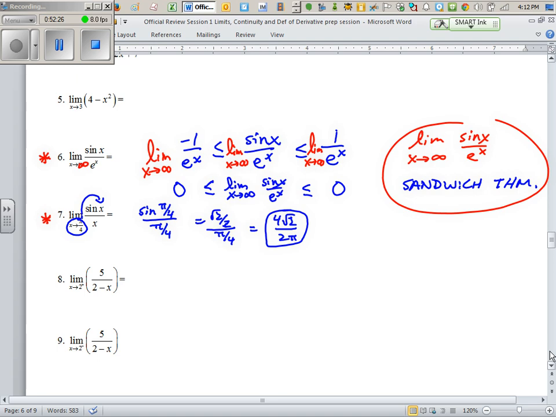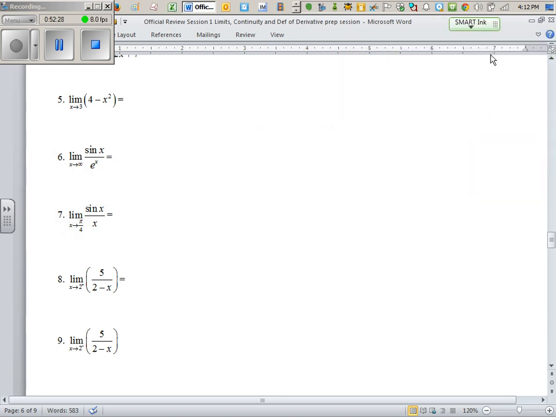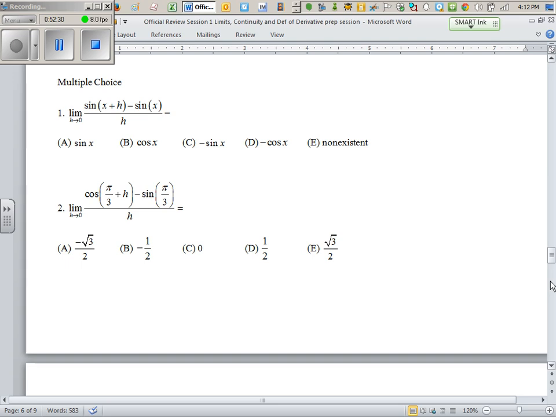Okay, let's move on to the last page and then we'll call it a day. Just the multiple choice here. I wanted you to take a close look at these. Look at number 1 there. What does this look like? Look at the whole thing. Look at it holistically.